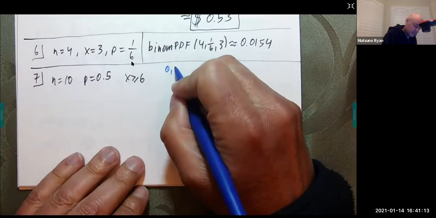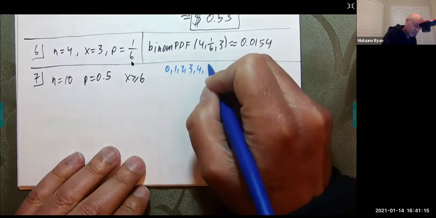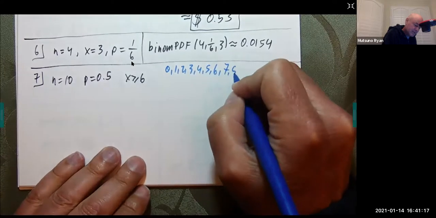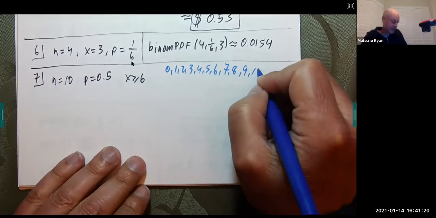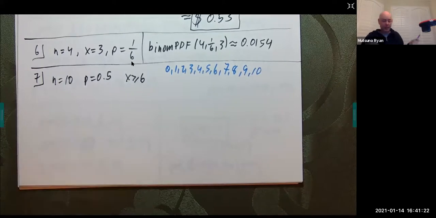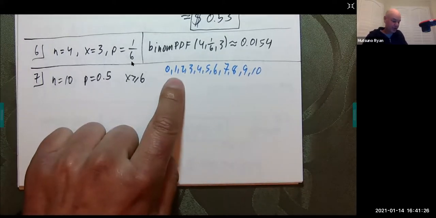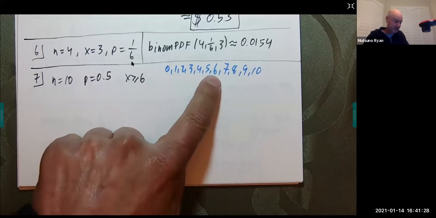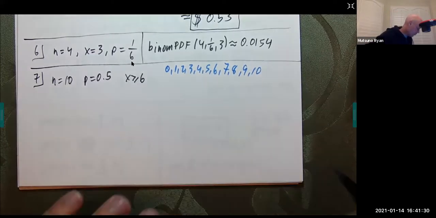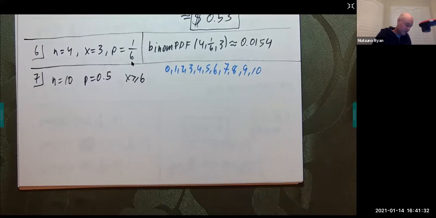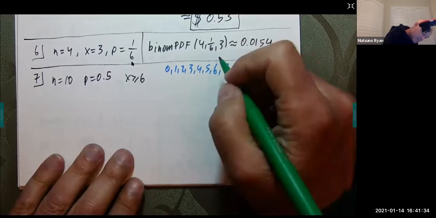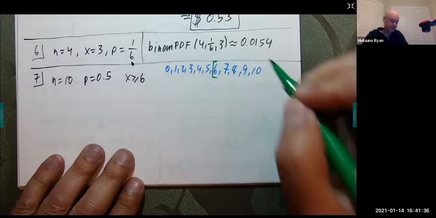0, 1, 2, 3, 4, 5, 6, 7, 8, 9, and 10. That's our n equals 10. So all of our probabilities together is he could get none right. He'd get 1 right, 2 right, 3 right, 4 right, 5 right, 6 right, 7, 8, 9, or 10. Now, what the problem wants to know is bigger than or equal to 6.